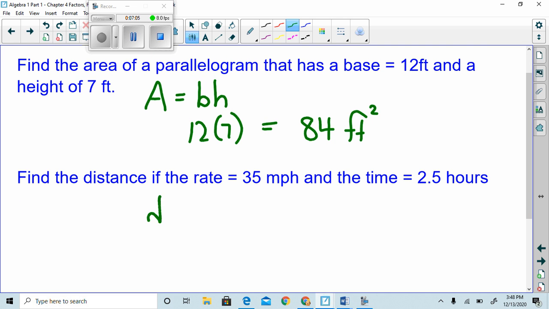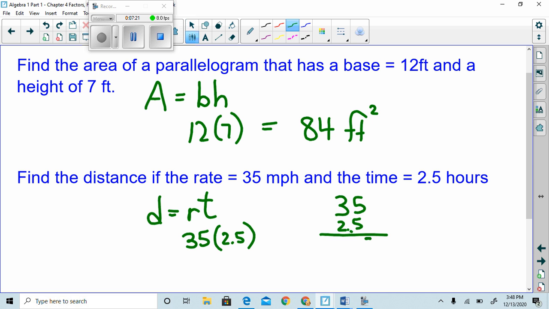Distance, another formula we've used quite often: distance equals rate times time. Well, if I know that my rate is 35 miles per hour and I'll be traveling for 2.5 hours, I'll take these two numbers and multiply, and I'll see what I get. And I get 87 5/10, and that's 87 5/10 miles because I'm looking at distance. And those were just two of the types of formulas that we had worked on.